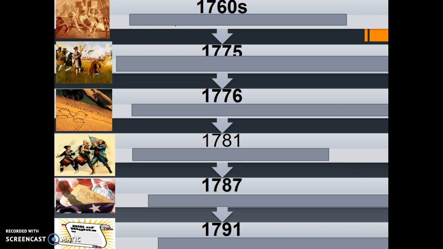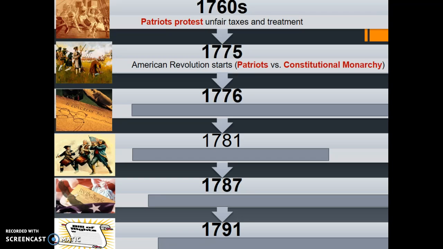So in the 1760s, we know that the Patriots, the disloyal colonists who are against paying taxes to the constitutional monarchy of Britain, protest the unfair taxes and the treatment that they're receiving. In 1775, we see the American Revolution start. During this American Revolution, the Patriots are basically fighting against the constitutional monarchy of Britain.